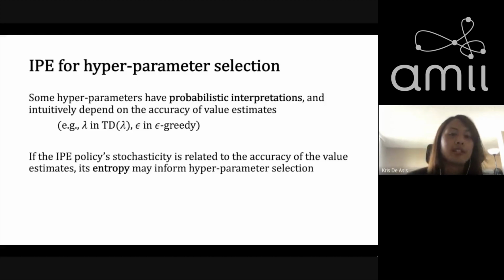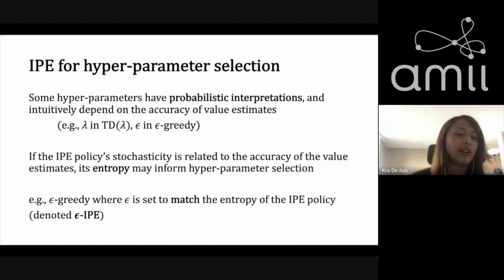Specifically, we tried this example where we took epsilon greedy, and we would try and adapt epsilon to match the entropy of the inverted policy of some value function. And we denoted this epsilon IP from here onwards.